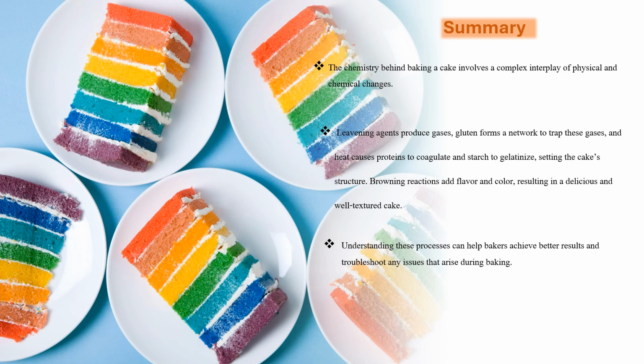The chemistry behind baking a cake involves a complex interplay of physical and chemical changes. The leavening agent produces gases, gluten forms a network to trap gases, and heat causes proteins to coagulate and starch to gelatinize, setting the cake structure. Browning reactions add flavor and color, resulting in a delicious and well-textured cake. Understanding these processes can help bakers achieve better results and troubleshoot any issues that arise during the baking process.